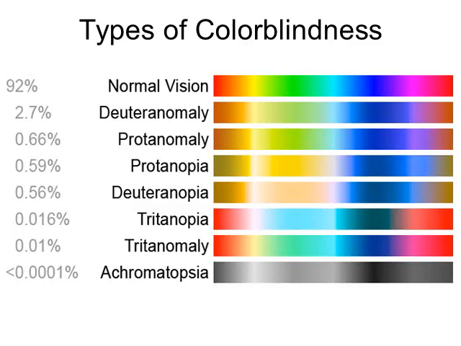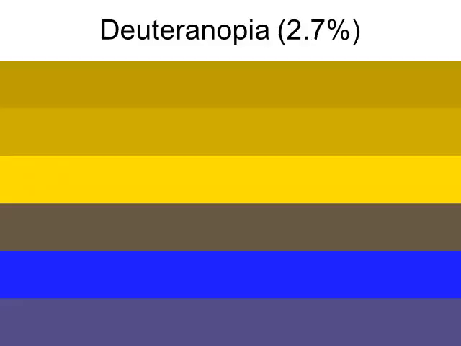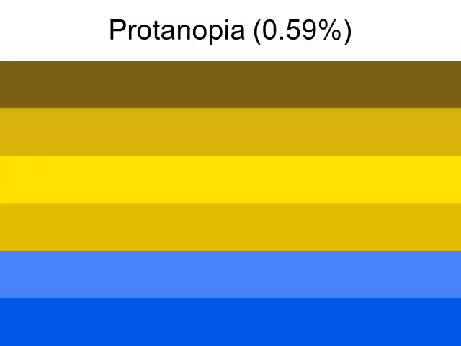This is kind of neat when we look at a rainbow flag. Let's look at that really quick. So here's an example of a rainbow flag as a normal person can see it. However, if you have a color blindness, and I hope I don't pronounce this wrong, called deuteranopia, about 2.7% of the population has this form of color blindness. This is what the rainbow flag looks like to them. Again, let's go back to our normal rainbow flag. There is another type of color blindness called protanopia. It doesn't affect a very large percent of the population, only 0.59%, but this is what that same rainbow flag looks like to them.